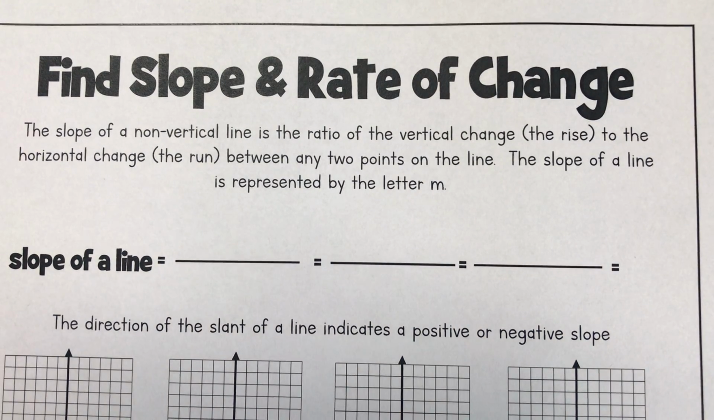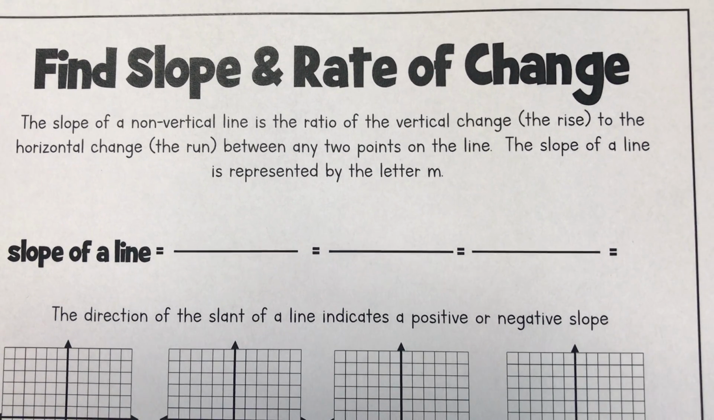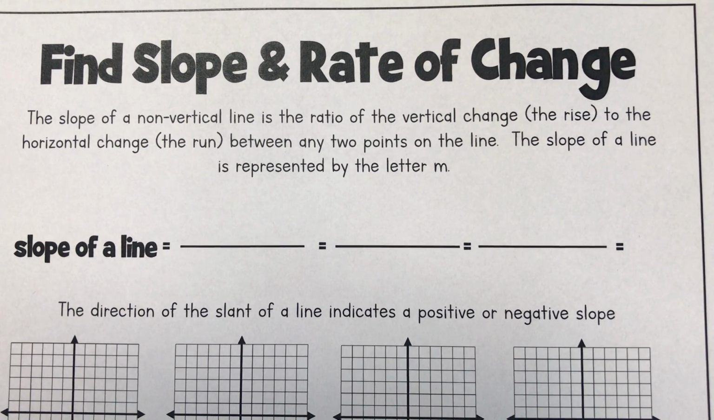The slope of a non-vertical line is the ratio of the vertical change, the rise, to the horizontal change, the run, between any 2 points on the line. And the slope of a line is represented by the letter M.